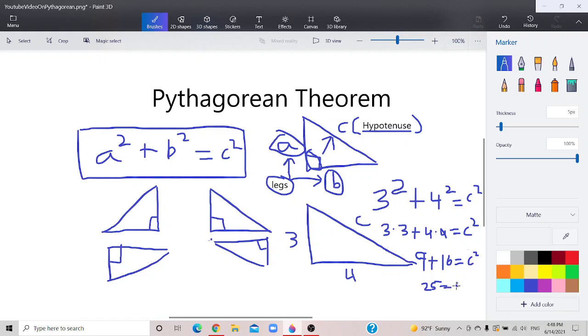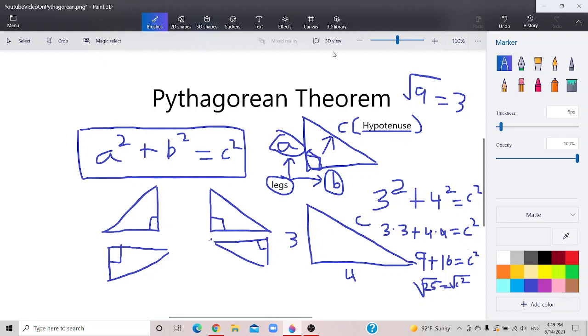Equals C squared. But this is C squared, so how do we get C by itself? Well, to do that, we do something called a square root. What this means is you have to find one number that you multiply by itself to get the actual number, which is squaring. So, for example, what we did here, 3 times 3, we got 9. So the square root of 9 would be 3. So we're trying to do that with 25.